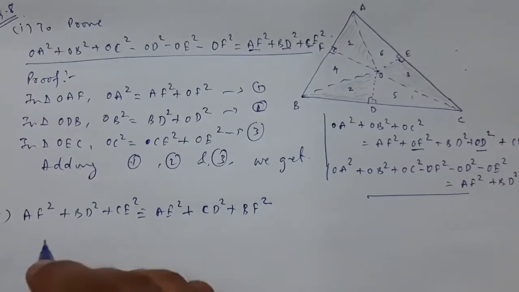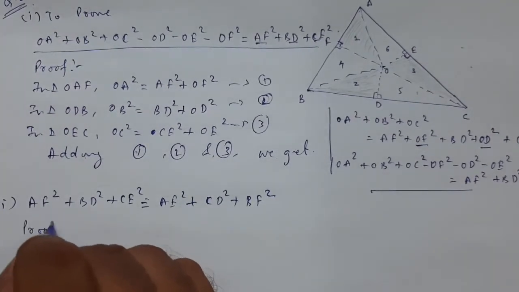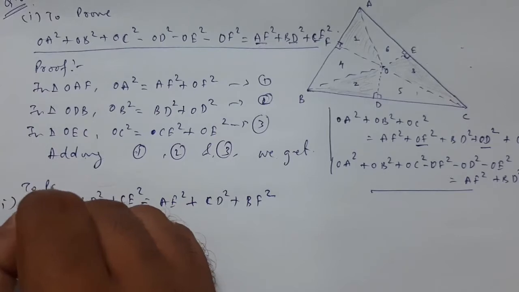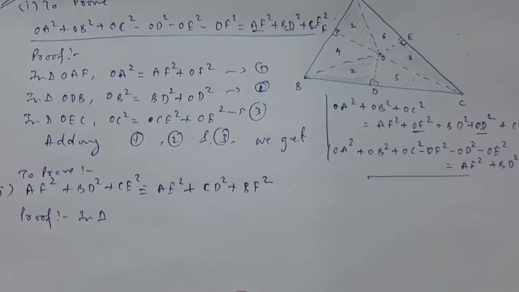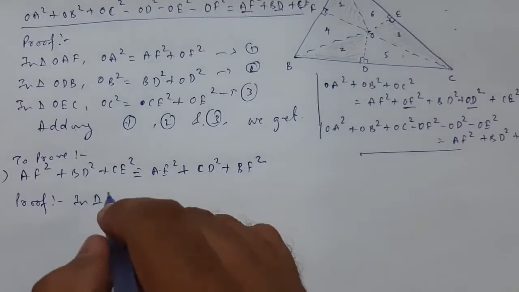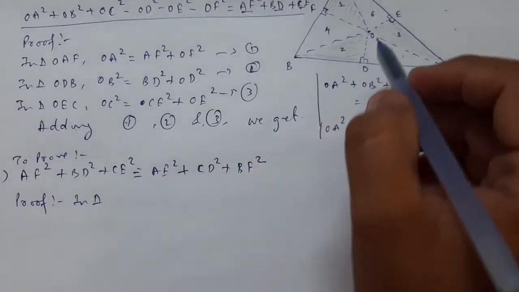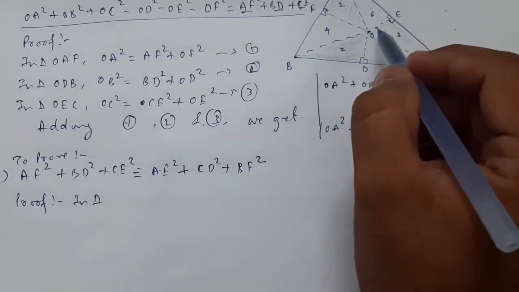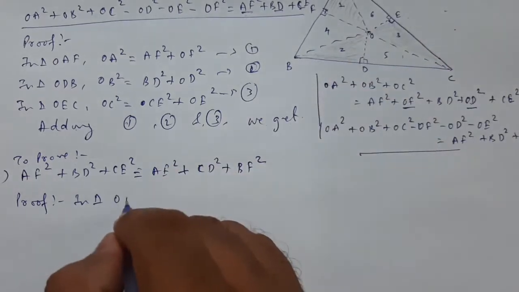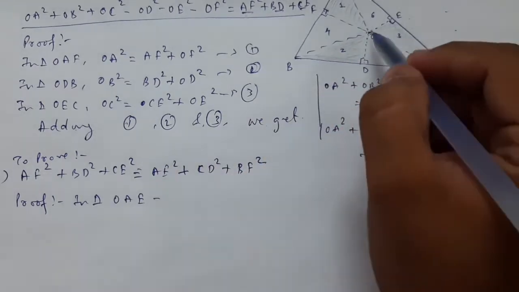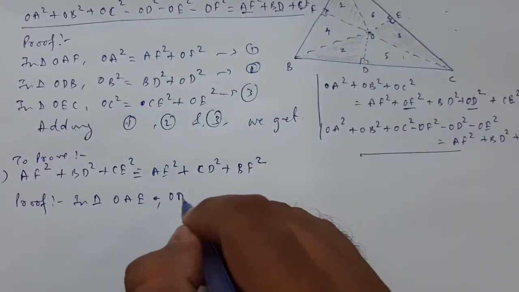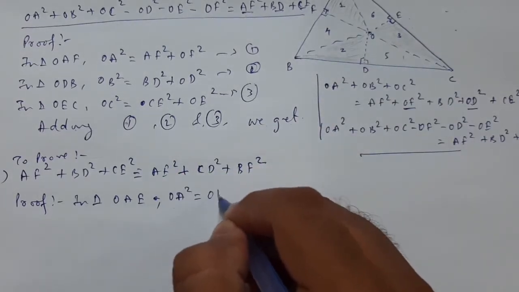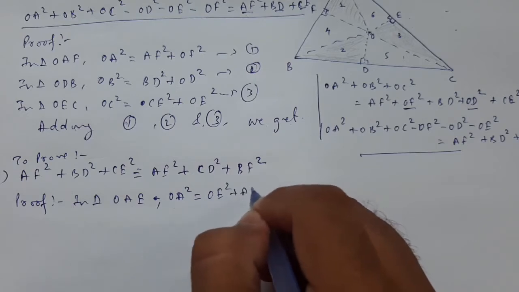So from the fourth triangle, proof. In triangle OAE, now E is 90, so OA becomes hypotenuse. OA square is equal to OE square plus AE square.